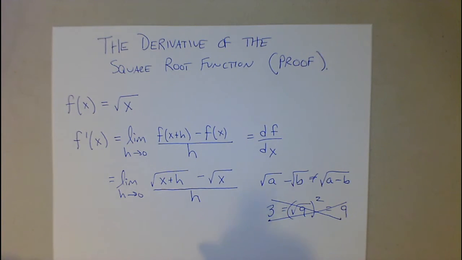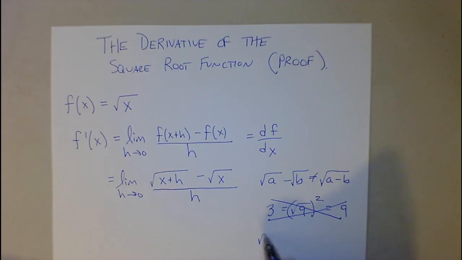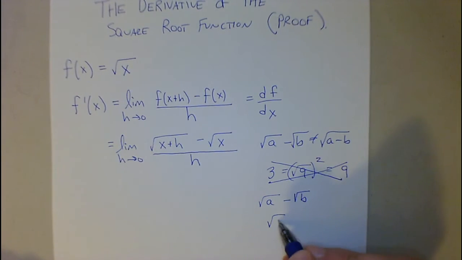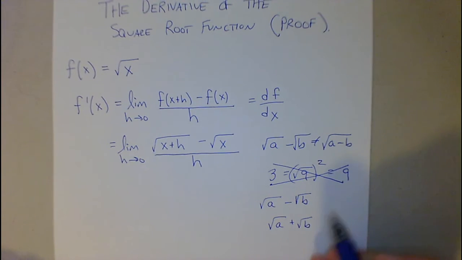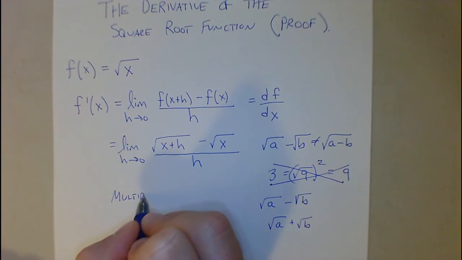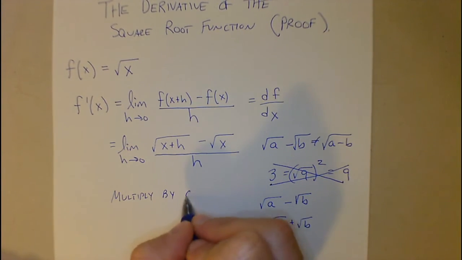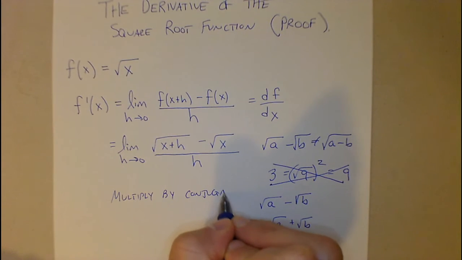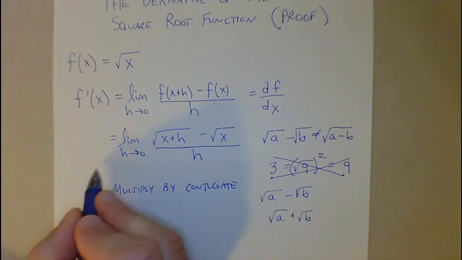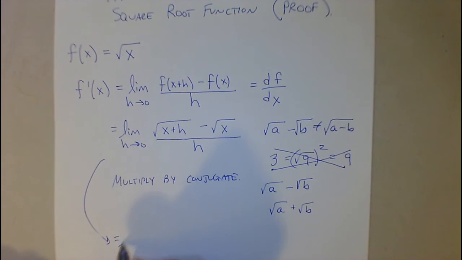So the trick is, remember the conjugate from algebra. If we had the square root of a minus the square root of b, then the conjugate of that would be the square root of a plus the square root of b. We're going to change the sign of the second square root right here. And so the trick is multiply by the conjugate. Now here's another very important mathematical concept that I know you all know, but a lot of you may forget. That's the trick right there, is you multiply by the conjugate.